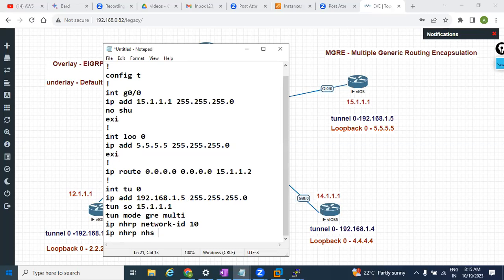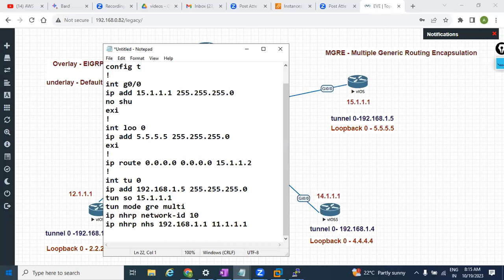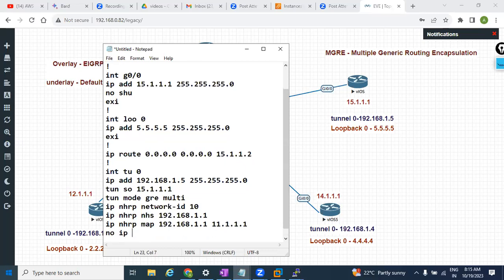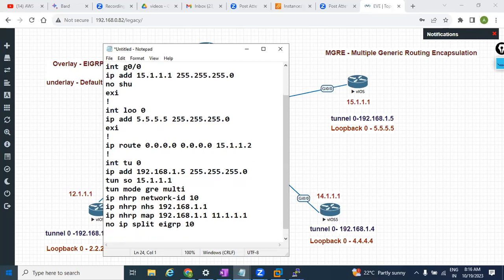We have to define the NHS, 192.168.1.1. How to reach it, 11.1.1.1. So IP NHRP NHS is this one, and now IP NHRP map 192.168.1.1 to reach 11.1.1.1. No IP split-horizon EIGRP 10. You remember this is for what? For the split horizon concept.